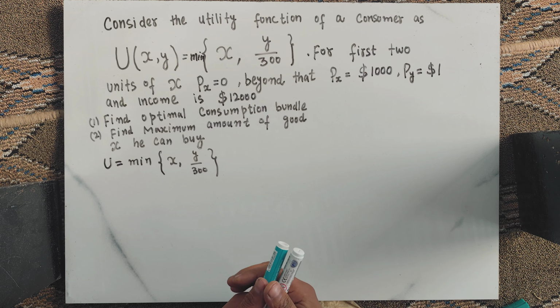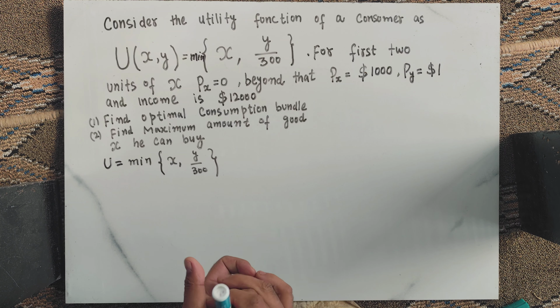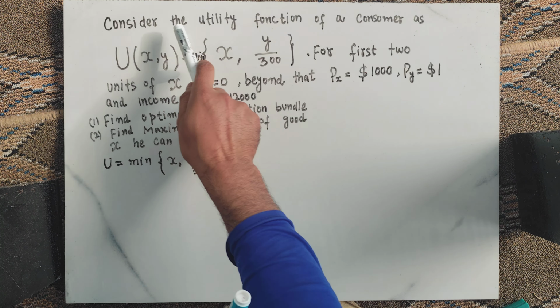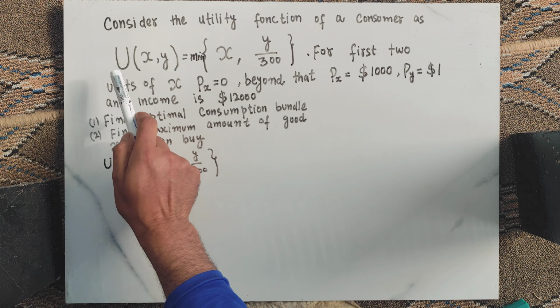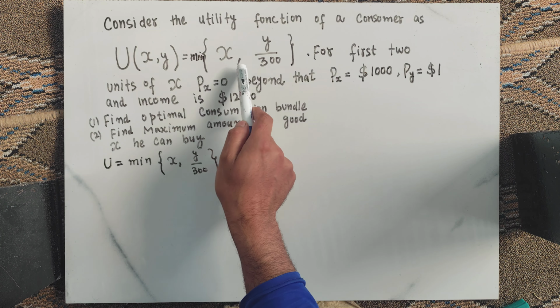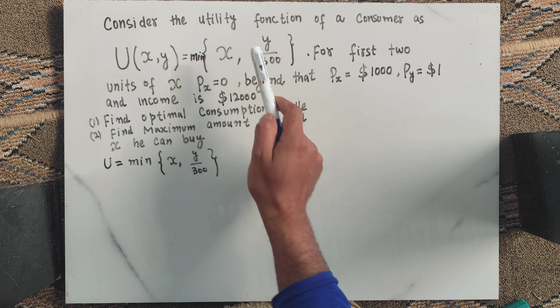In this video, we will solve a question on the Leontief utility function and how to find the optimal consumption bundle. The question is: consider the utility function of a consumer, where utility derived by consuming goods x and y is equal to the minimum of x comma y upon 300, where x and y are the two goods.